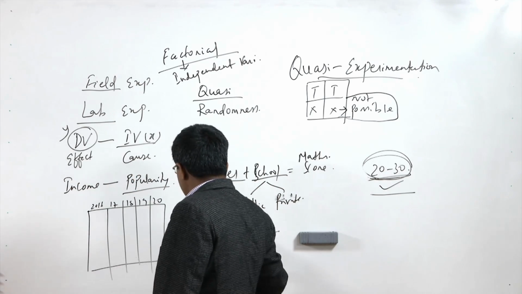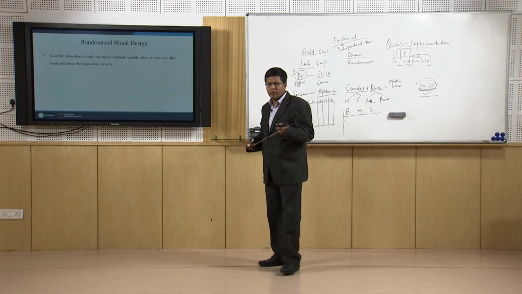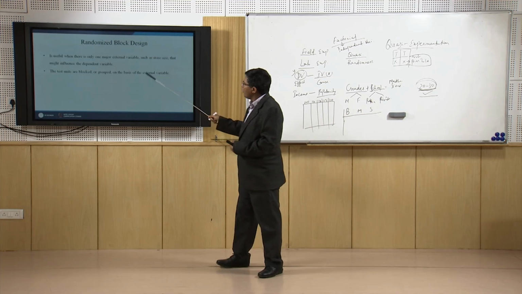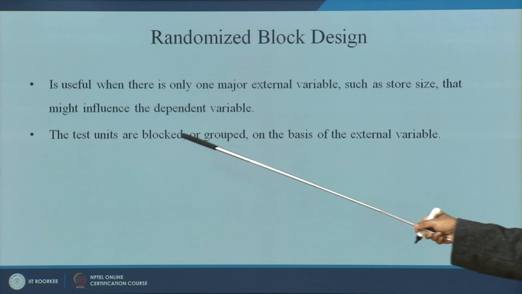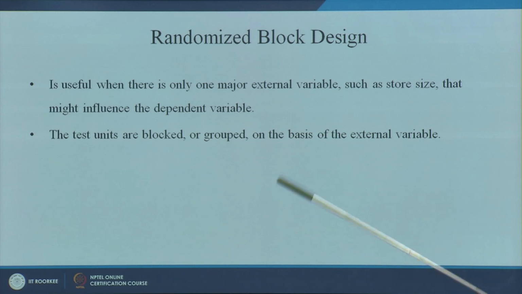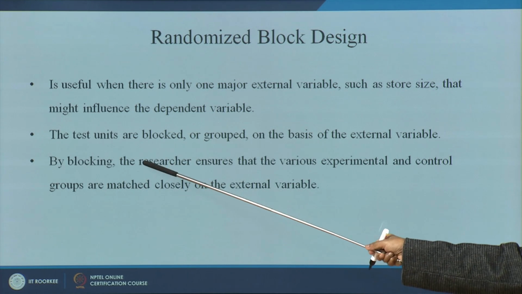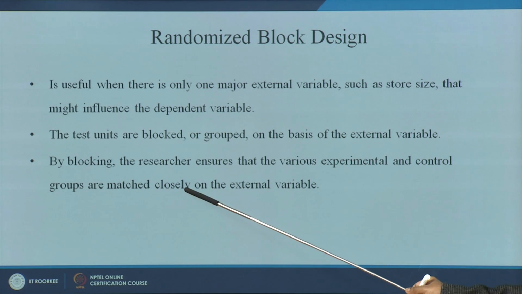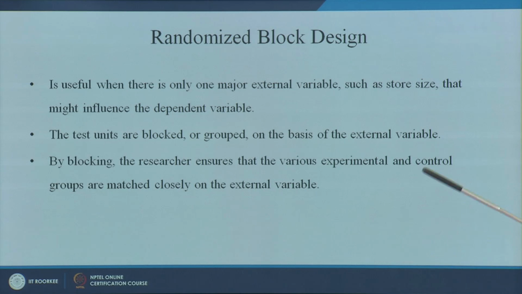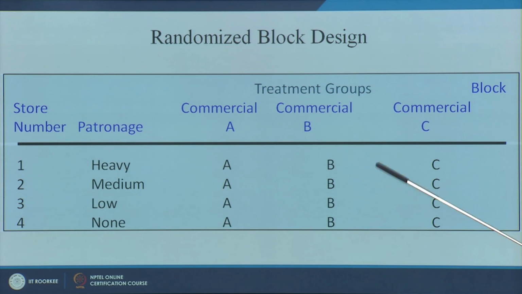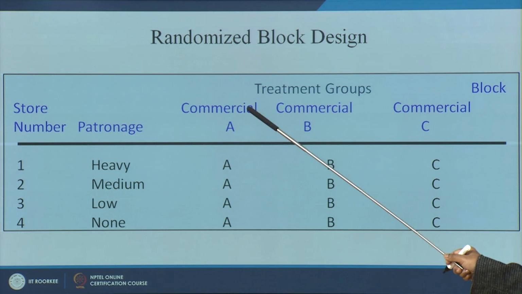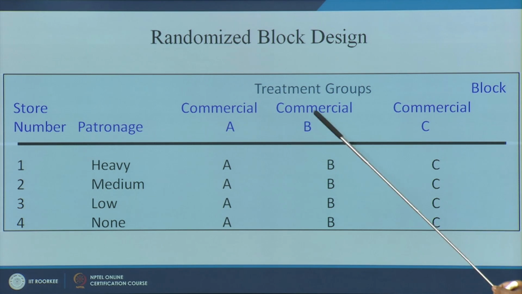So, when you have such a block, and you are trying to study the impact of store size, the test units are blocked or grouped, and then they are tested. By blocking, the researcher ensures that the various experimental and control groups are matched closely on the external variable. So, basically, if you look at this randomized design, this is a treatment group, where there are three basic commercials, commercial A, B, C.